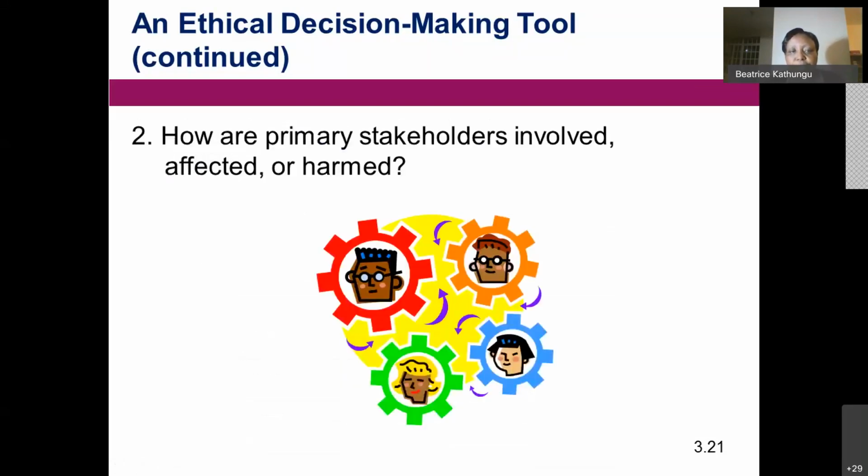The second one is how will the primary stakeholders involved be affected or harmed? Now, it is one thing for a stakeholder to be affected, but the level of harm matters. So if you think about it, if Titi did not refer this client and something negative happened, what would be the impact on the organization? What would be the impact on the client? What would be the impact on public safety? What about the general field of SUD? So you have to think about that. What is the impact of that harm?